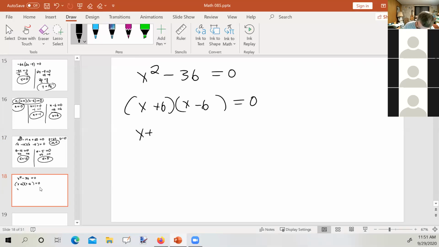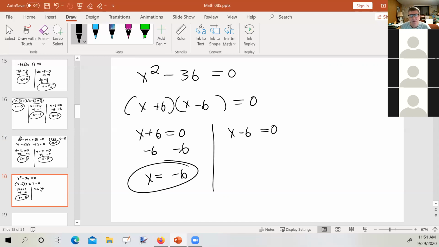So take each factor that contains a variable, set it equal to 0 and solve it. So x plus 6 equals 0, subtract 6 from both sides, x is negative 6. X minus 6 is 0, add 6 to both sides, x is 6. Oh, let's check our work. I've been lazy and haven't been doing that.